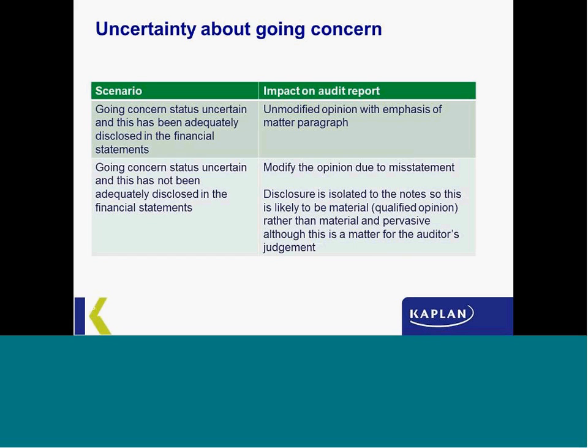Next, going concern status is uncertain, but it's been inadequately disclosed. You give a qualified opinion due to a misstatement. Disclosure is a statement in and of itself. So just as numbers trigger misstatements, lack of disclosure can. The disclosure is isolated to the notes, so it's likely to be material rather than pervasive. Or technically, you could consider the lack of disclosure material and pervasive. That would be your professional judgment.